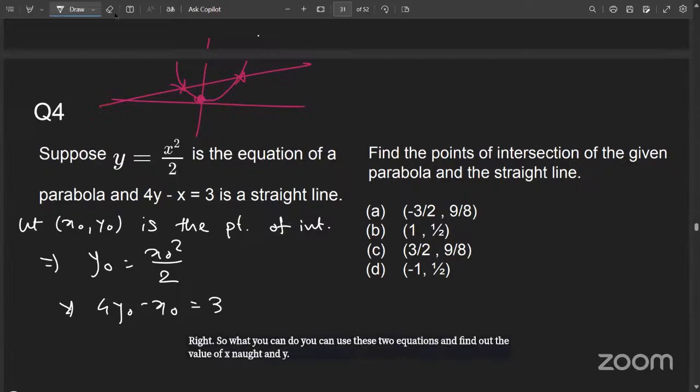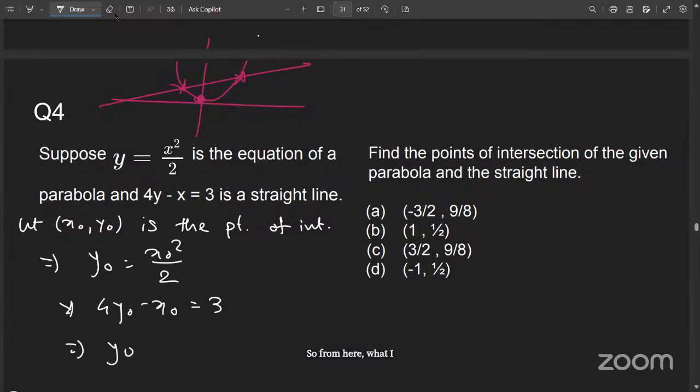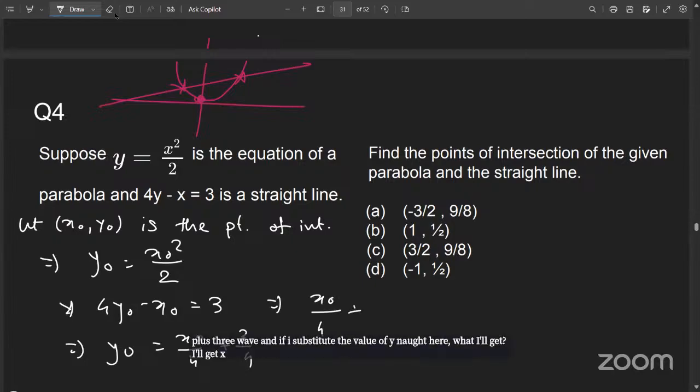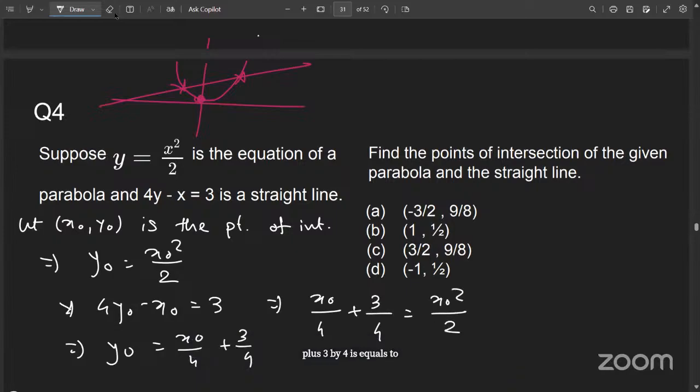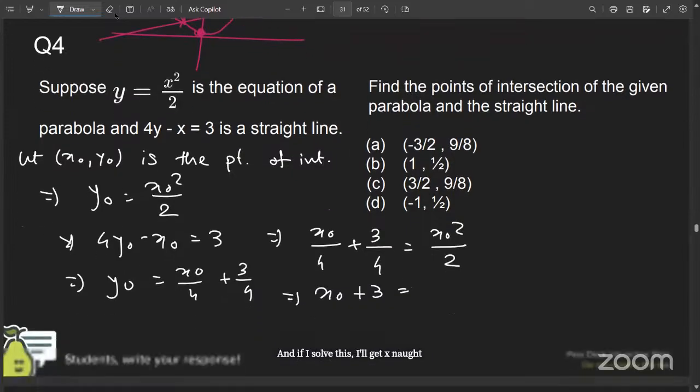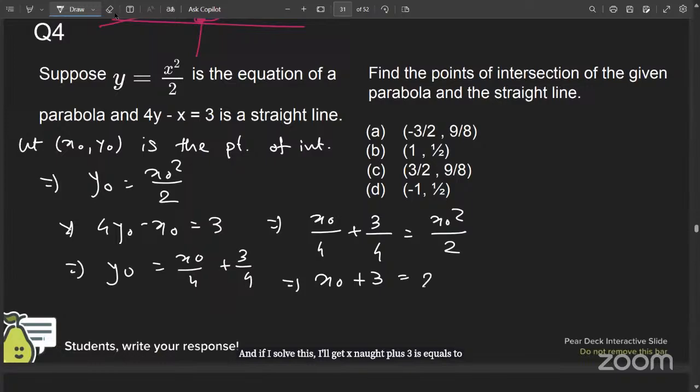From here, I'll get y0 is x0 by 4 plus 3 by 4. If I substitute the value of y0 here, I'll get x0 by 4 plus 3 by 4 is equal to x0 square by 2. If I solve this, I'll get x0 plus 3 is equal to 4x0 square by 2, which is the same as 2x0 square. That means 2x0 square minus x0 minus 3 is equal to 0.